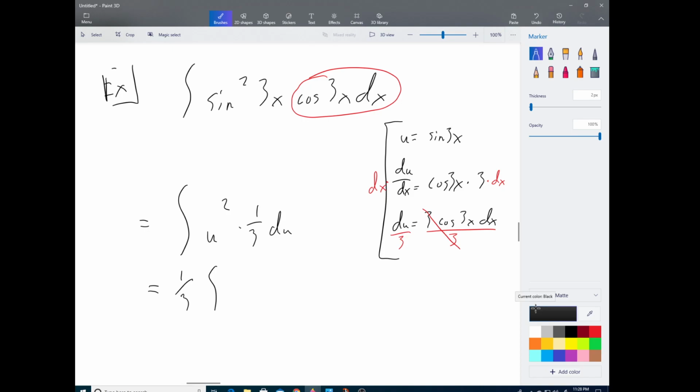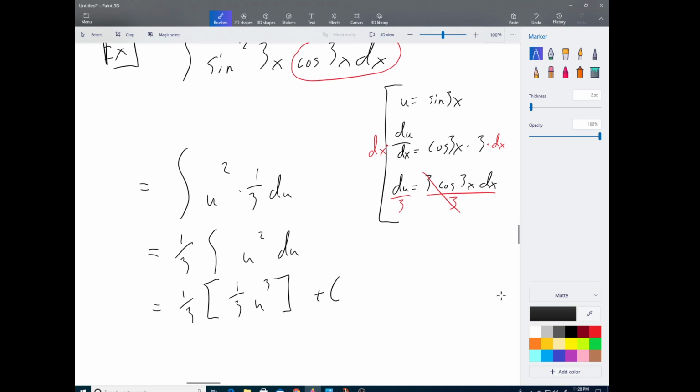Well, I guess it doesn't absolutely need it, but I personally think it's easier to handle if you rearrange it. Add 1 to the power, multiply by the reciprocal, do a plus c, and do not forget to plug back in what u is equal to.